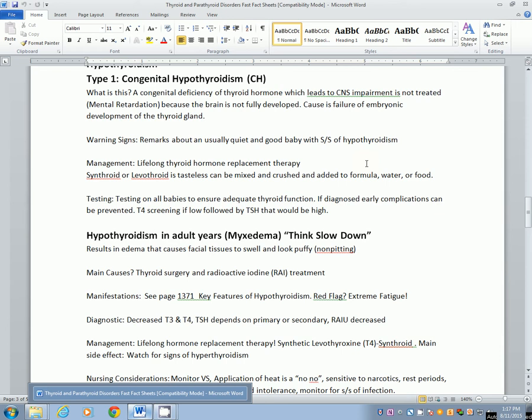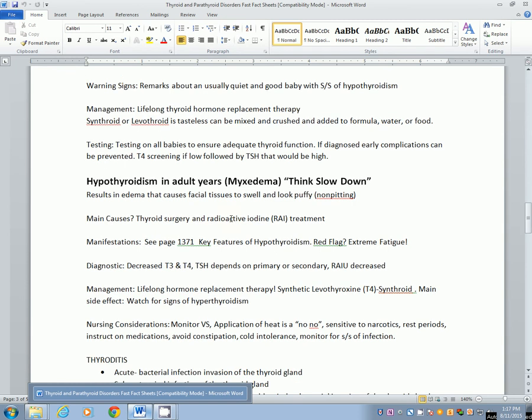Management is lifelong thyroid hormone replacement therapy, either Synthroid or Levothroid. It's tasteless and it's mixed and crushed and added to formula, milk, and food. So testing on all babies to ensure adequate thyroid function has come about. If diagnosed early, complications can be prevented. T4 screening if low, followed by TSH, and that would be high.